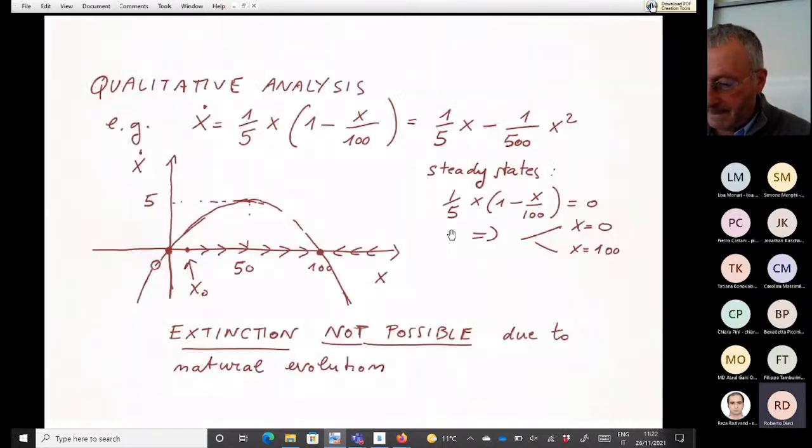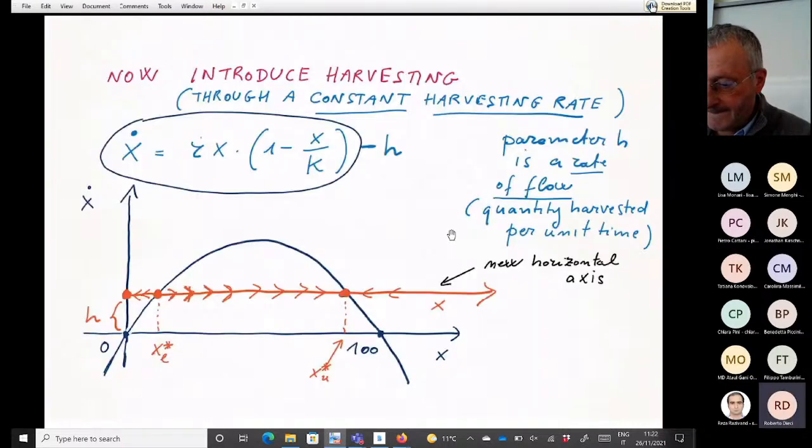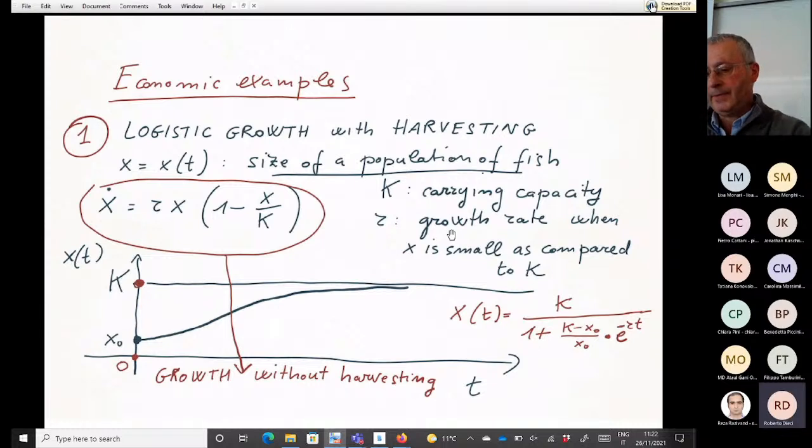Suppose that x of t represents the size of a population of fish at time t. In general, this is the stock of a renewable resource, which has some endogenous growth, but also can be exploited with some harvesting rate. This is a simple model. The harvesting rate is a decision variable and is very simple.